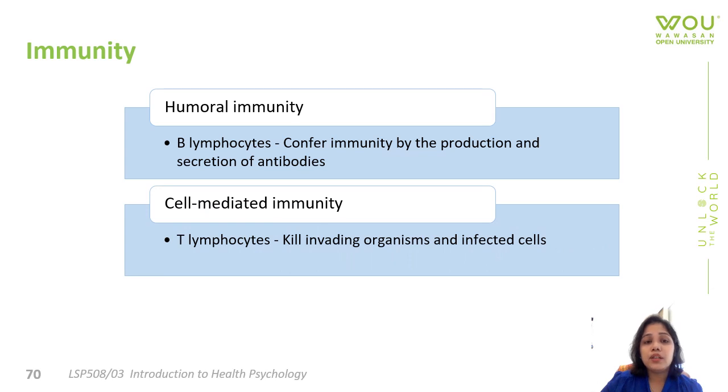Now, under the immunity, humoral and cell-mediated immunity is what we're going to look at. Humoral immunity is as a result of the B lymphocytes. They confer immunity by the production and secretion of antibodies. So they are produced to fight these microorganisms. These B lymphocytes are under humoral immunity.